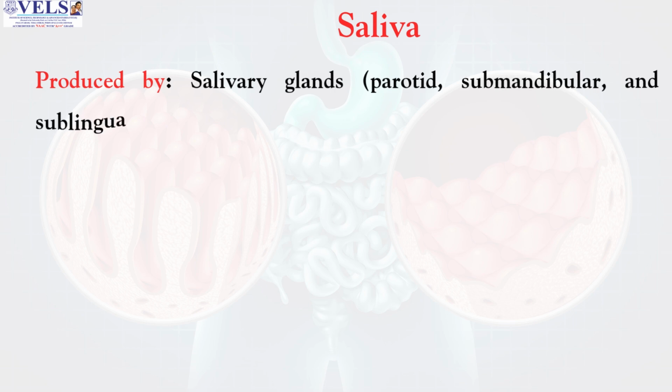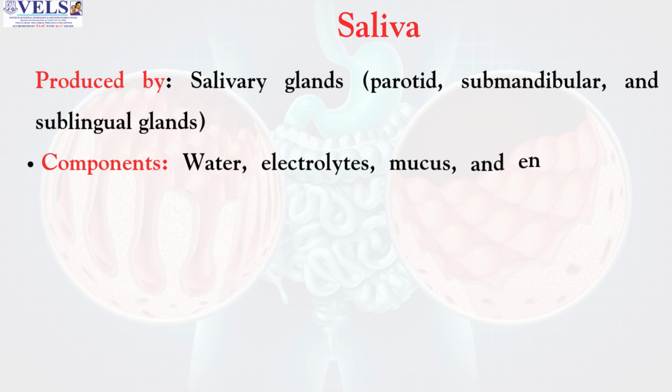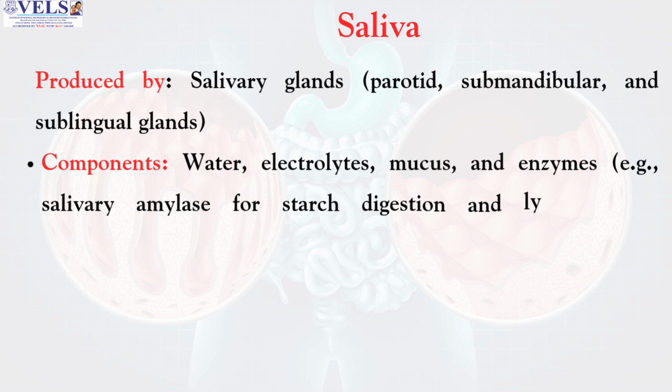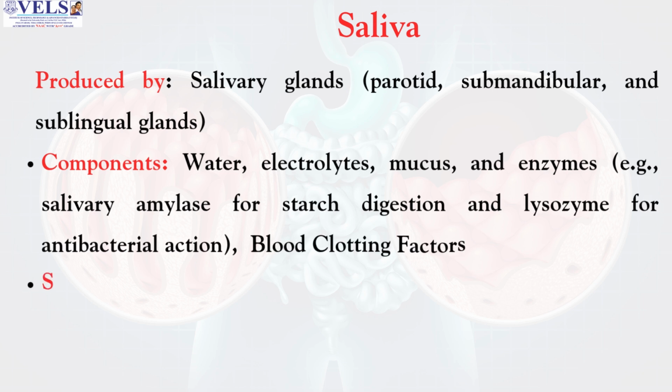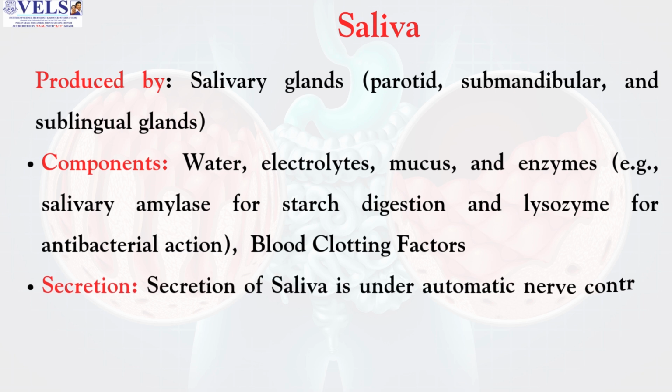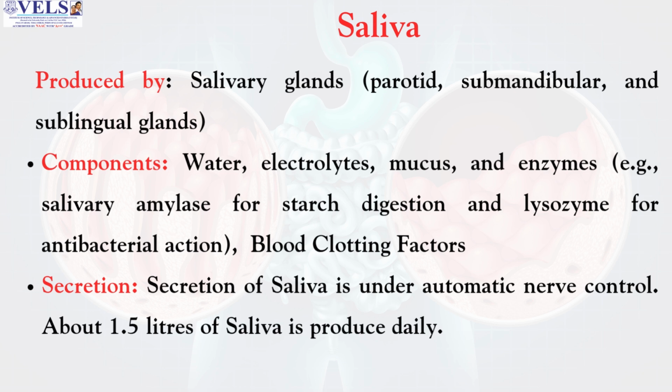It is produced by salivary glands, such as parotid glands, submandibular glands, and sublingual glands. Various components present in saliva are water, electrolytes, mucus, and enzymes, such as salivary amylase for starch digestion and lysozyme for antibacterial action, blood clotting factors. Secretion of saliva is under autonomic nerve control. About 1.5 liters of saliva is produced daily.